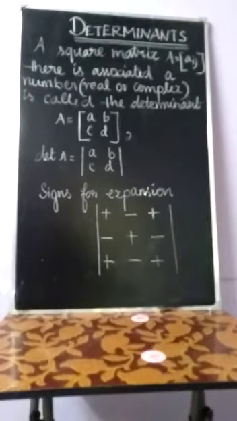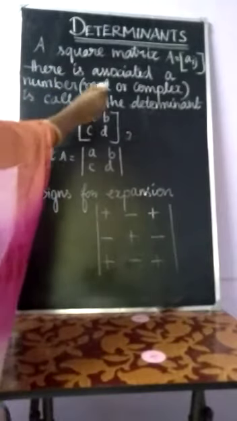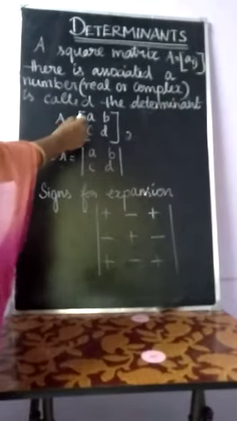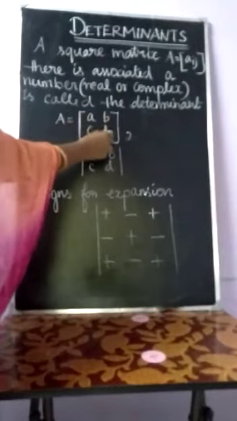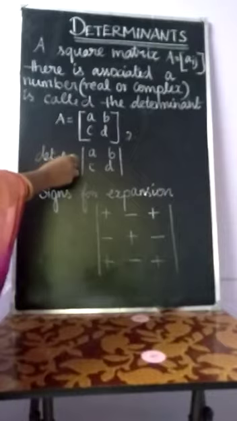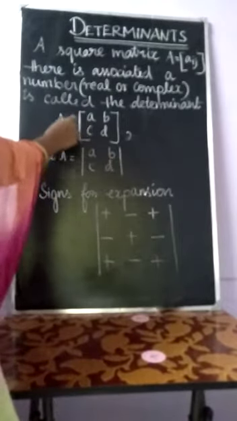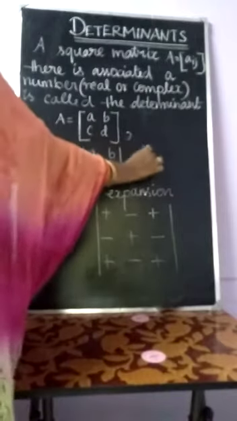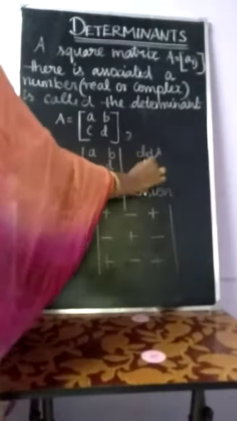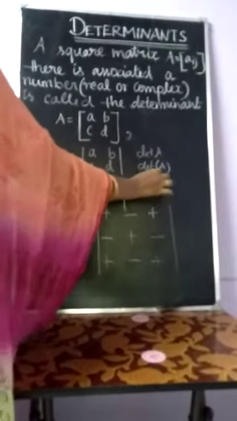Definition of determinant: to a square matrix A equal to Aij there is associated a number, real or complex, called the determinant. Suppose A is the matrix with entries a, b, c, d. This is a 2 cross 2 matrix. How can we write the determinant? Determinant A is written with the modulus symbol around a, b, c, d. The determinant is denoted by det A, determinant of A, or modulus A.